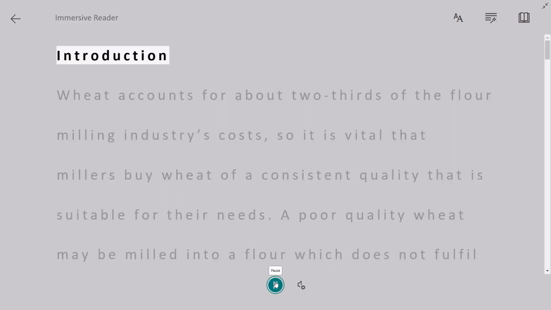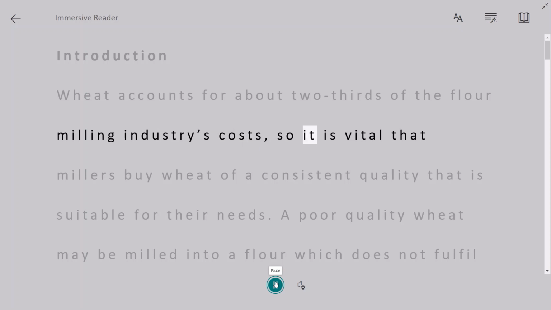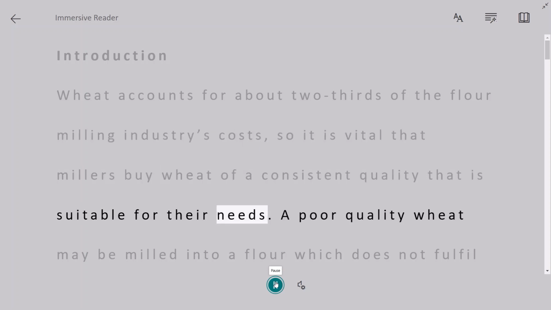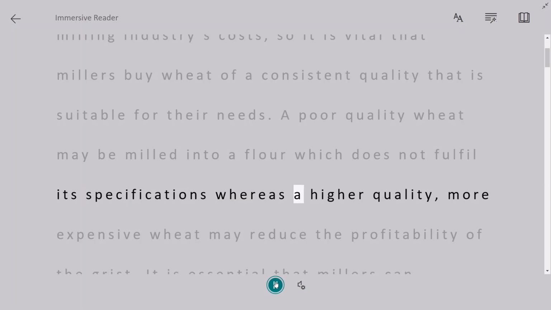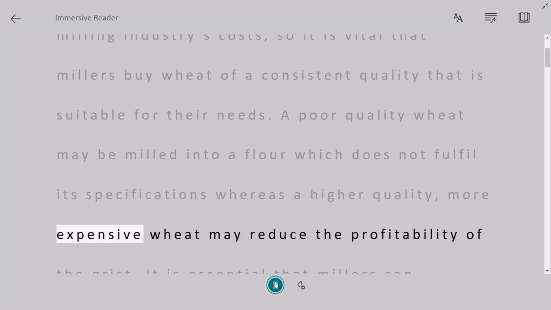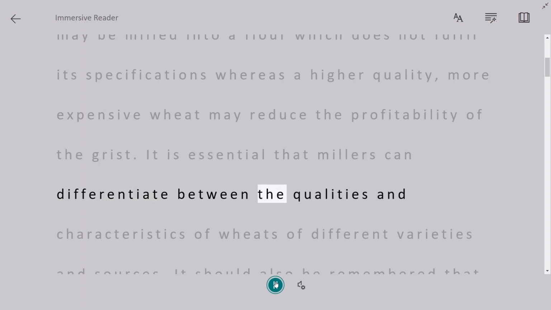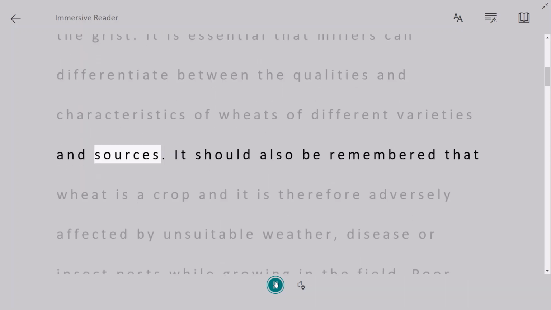Introduction. Wheat accounts for about 2/3 of the flour milling industry's costs, so it is vital that millers buy wheat of a consistent quality that is suitable for their needs. A poor quality wheat may be milled into a flour which does not fulfill its specifications, whereas a higher quality, more expensive wheat may reduce the profitability of the grist. It is essential that millers can differentiate between the qualities and characteristics of wheats of different varieties and sources.